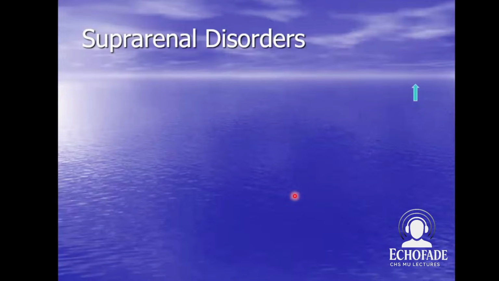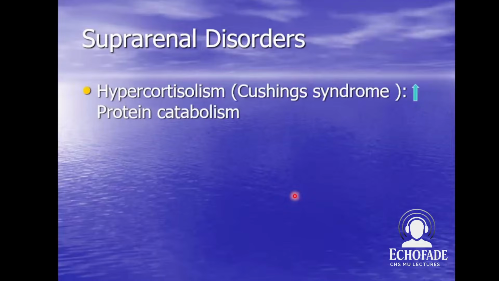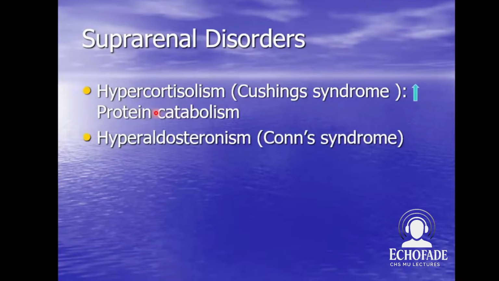Sometimes what can happen with the suprarenal gland is hypercortisolism, where a lot of cortisol is being produced. In this case, you will have a lot of breakdown of proteins, so somebody becomes very thin because of that breakdown of proteins. We can have hyperaldosteronism. When you have excess aldosterone, then you have excess sodium being absorbed, excess water being absorbed, so the body becomes edematous.